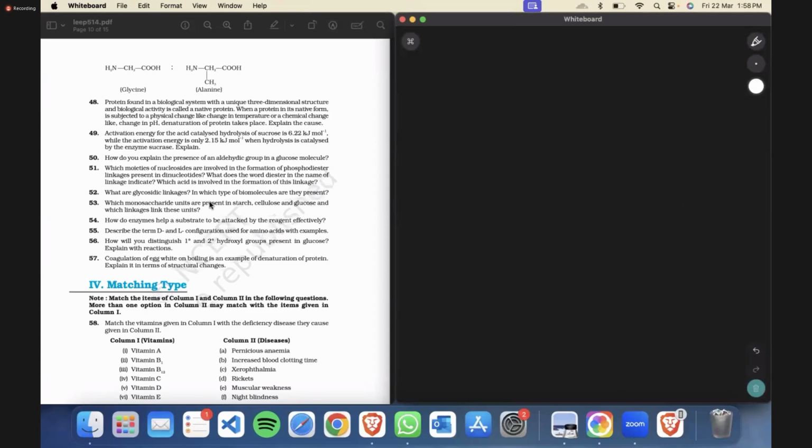Now question number 53: Which monosaccharide units are present in starch, cellulose, and glycogen, and which linkages link these units? So in starch, we already know alpha glucose is present. And in cellulose, you have beta D glucose. In starch and glycogen, glycosidic alpha linkage is present, and in cellulose, glycosidic beta linkage is present.